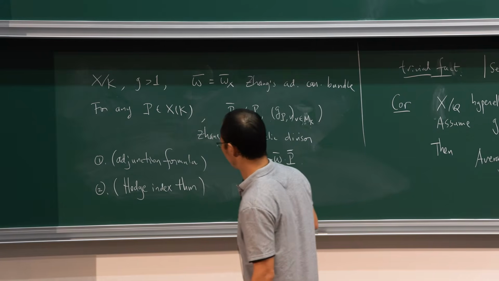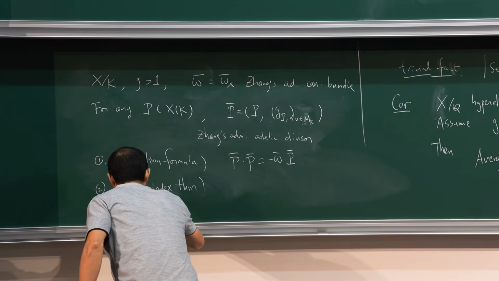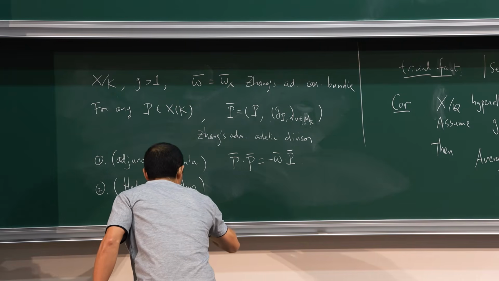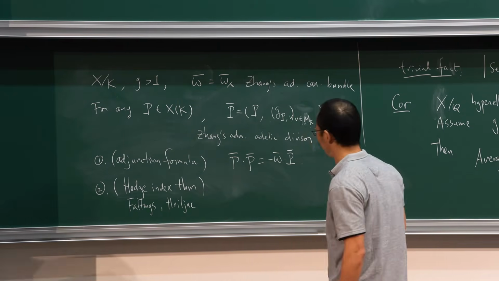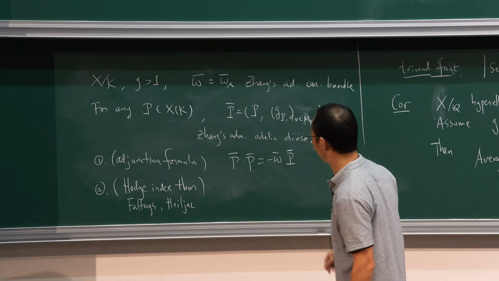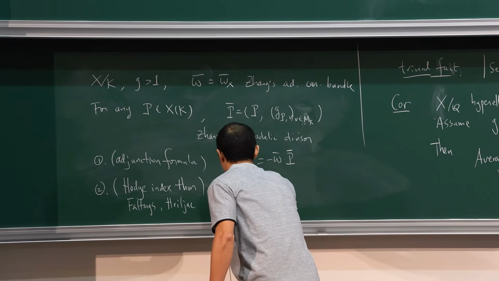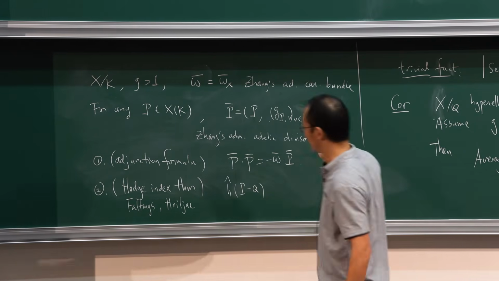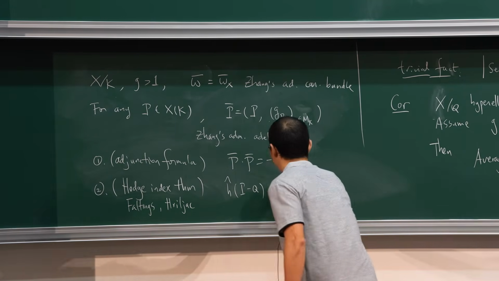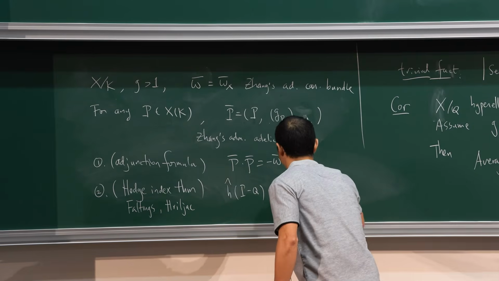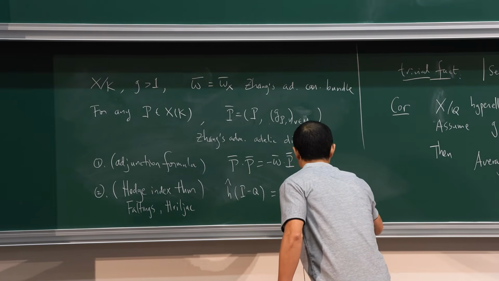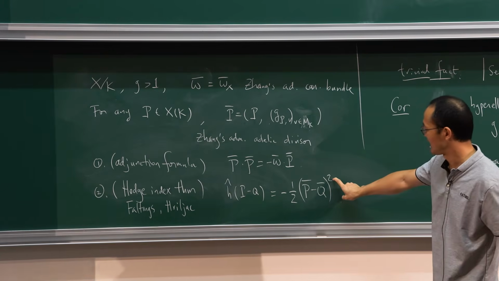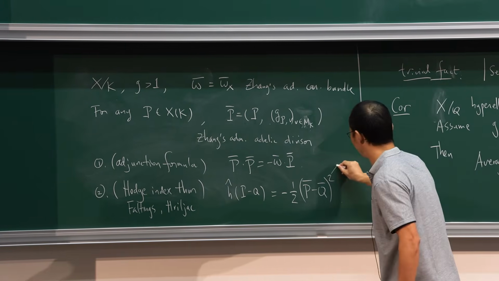And then we have this Hodge index theorem. The original version is due to Faltings and Hriljac. Let me just put the easy version. Suppose we have two points. Then h hat of P minus Q equals minus one half of (P bar minus Q bar) squared, where this square is the self-intersection.